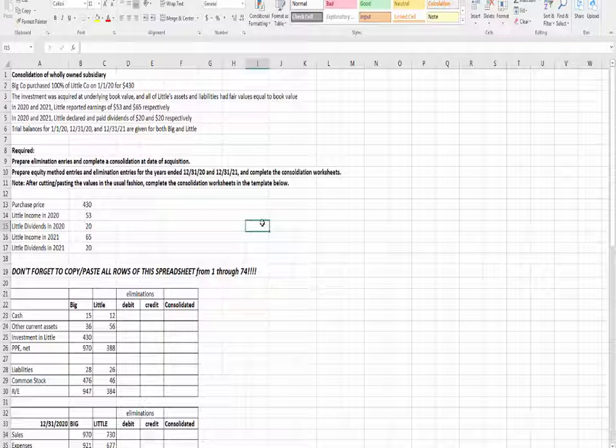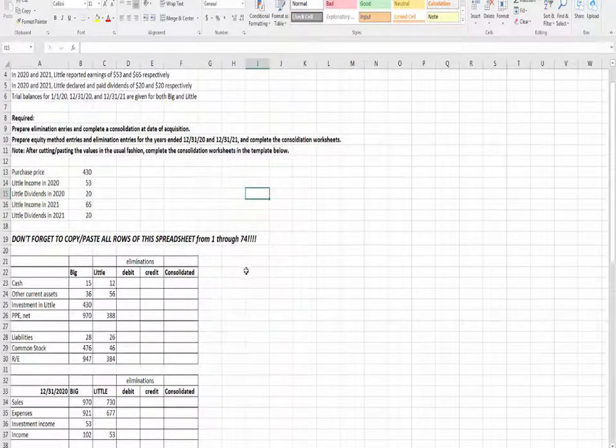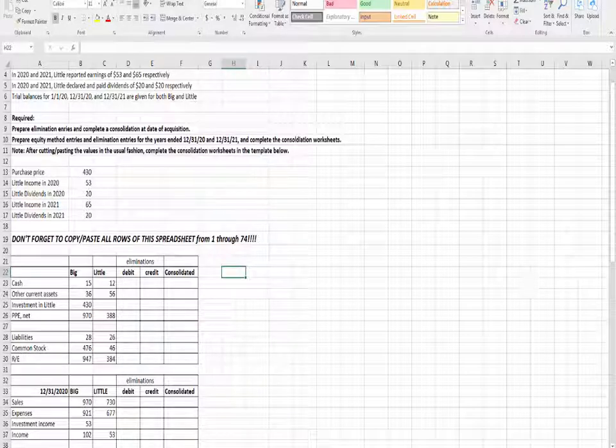Required: prepare elimination entries and complete a consolidation of date of acquisition. Next, prepare equity method entries and elimination entries for the years ended 12/31/20 and 12/31/21 and complete the consolidation worksheets. Note: after cutting, pasting the values in the usual fashion, complete the consolidation worksheets in the templates below. So here we have our templates for those worksheets. Let's go ahead and do our consolidation at acquisition first.